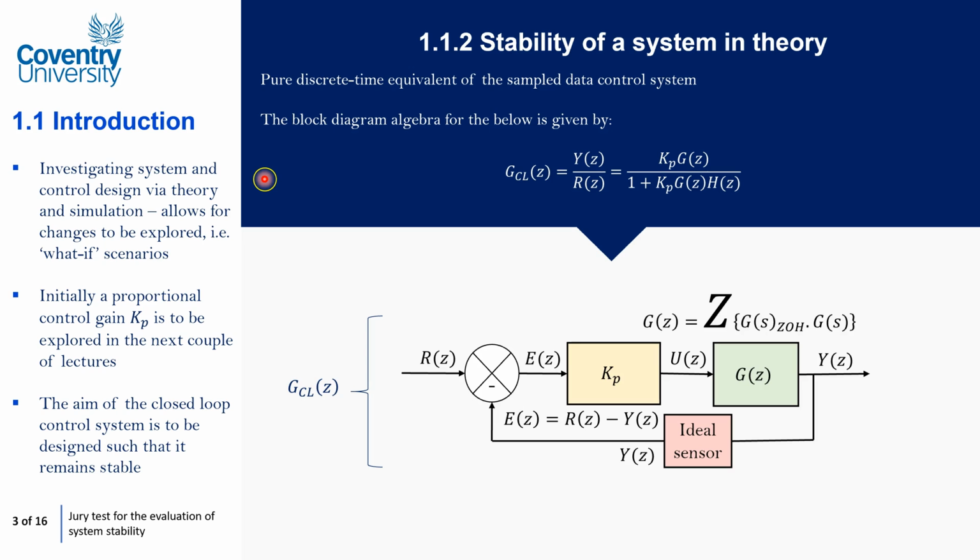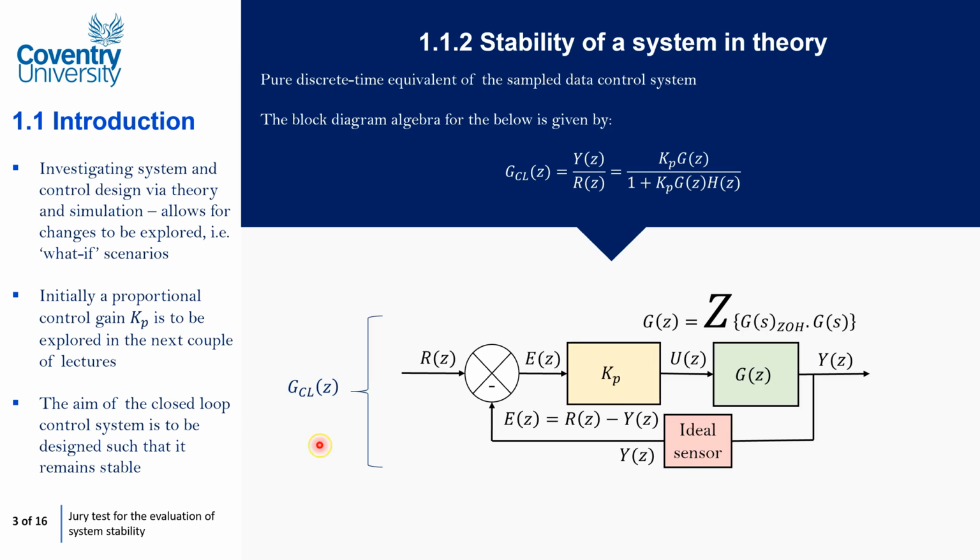So investigating system and control design via theory and simulation, as I said on the previous slide, what it enables us to do is to identify any issue. So we can run what if scenarios, so we can put disturbances on the system and see how well, in this case we've just got a proportional control gain, but how well the controller compensates for such disturbances, or maybe put some wear and tear on the system, vary the reference that's going in, maybe put some noise on the sensor. So at the moment we're just looking at proportional control gain this week. Next couple of weeks we'll explore this a little bit further and also introduce an integral and derivative control.